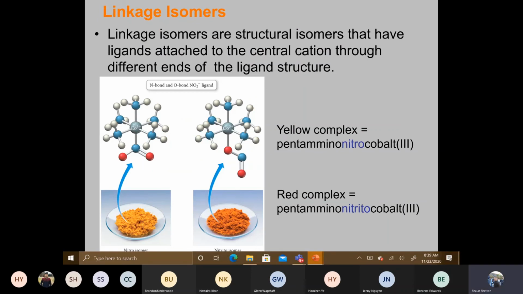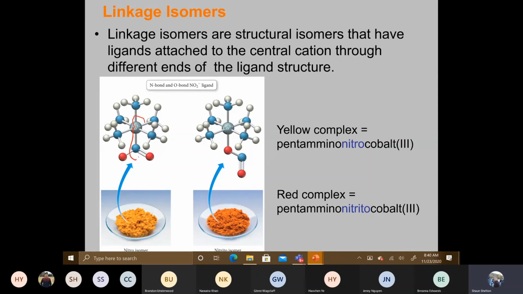As we talk about isomers, linkage is the next thing we can look at. Linkage depends on where the ligand is attached. You have two different examples here with the nitro groups that you see. One is nitro and the other one's nitrito. You don't have to worry about why the name changes. It changes because of the way the attachment is to the ligand.